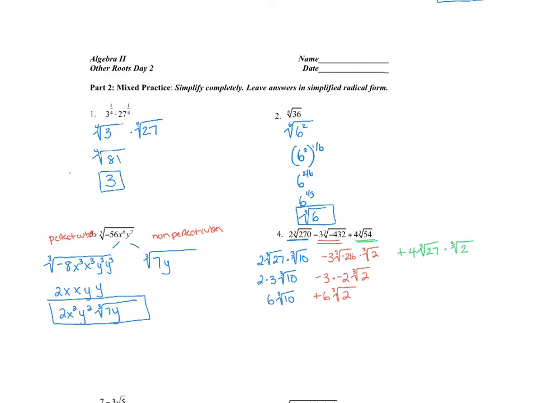The cube root of 27 is just 3, so we have 4 times 3 and then the cube root of 2. So 4 times 3 is 12. And then we have the cube root of 2.